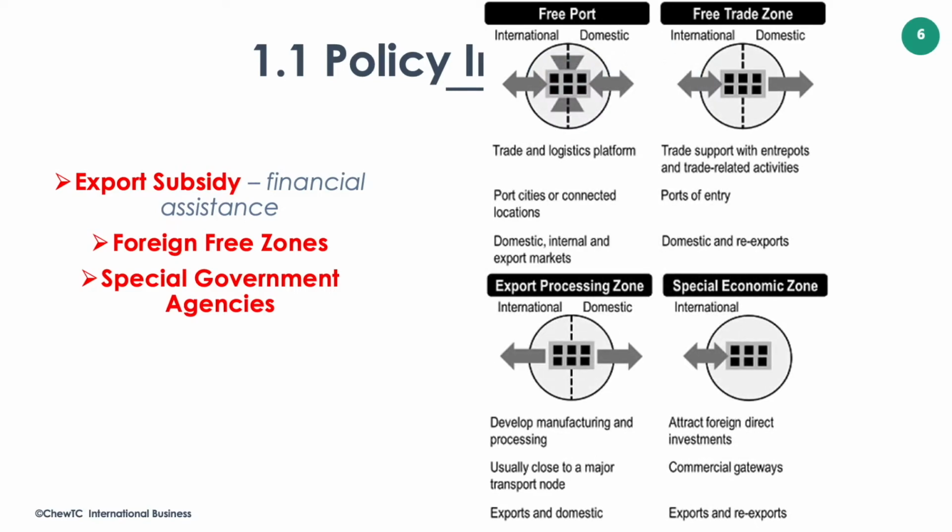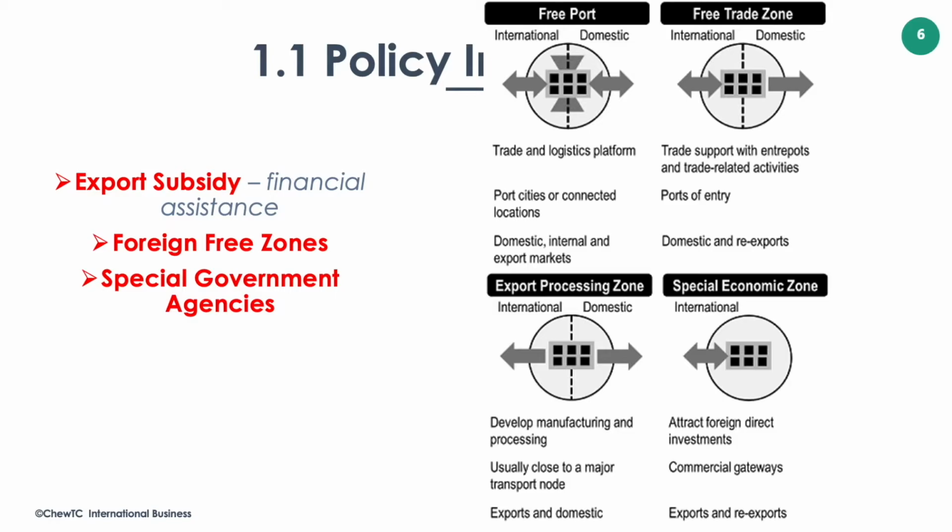Next, we have foreign free zones, which refer to a designated geographic region through which merchandise is allowed to pass with lower customs duties, taxes, and or fewer customs procedures. There are four major types of free zones. We have free ports, free trade zones, export processing zones, and special economic zones. These free zones allow components to be imported at a discounted price from the normal duty levied.